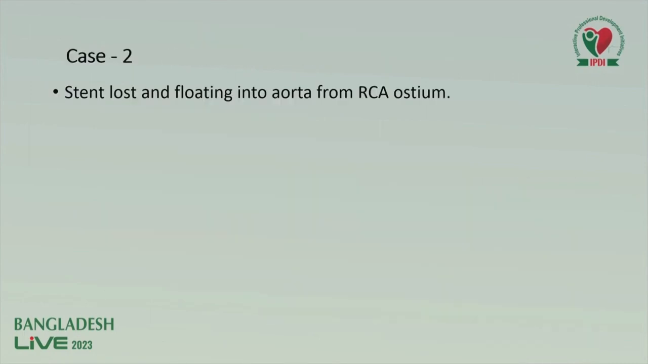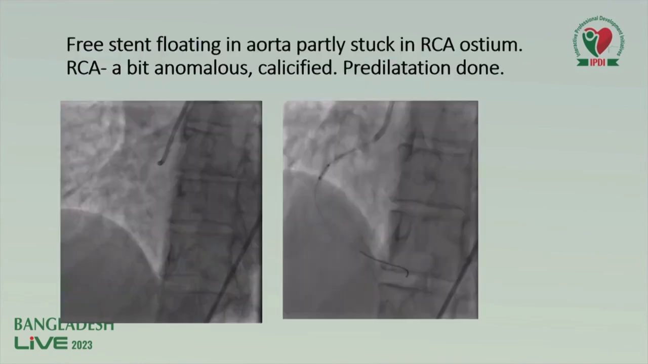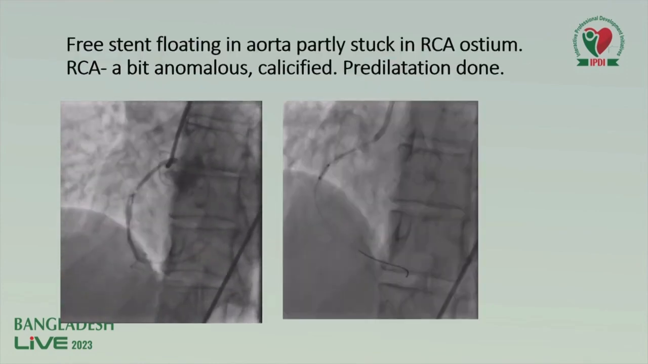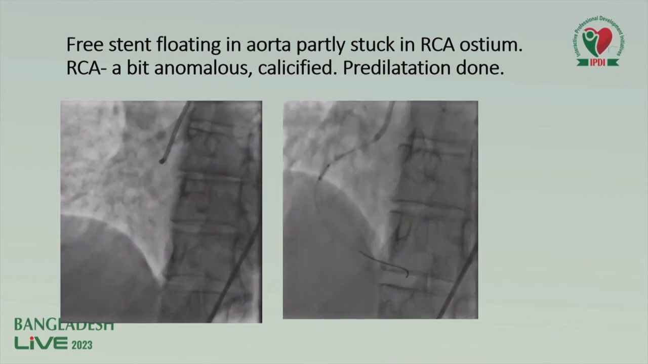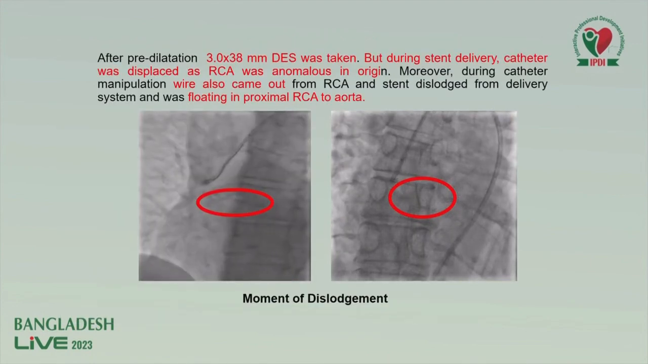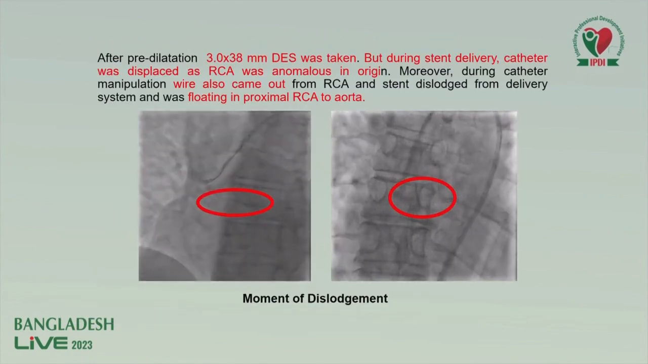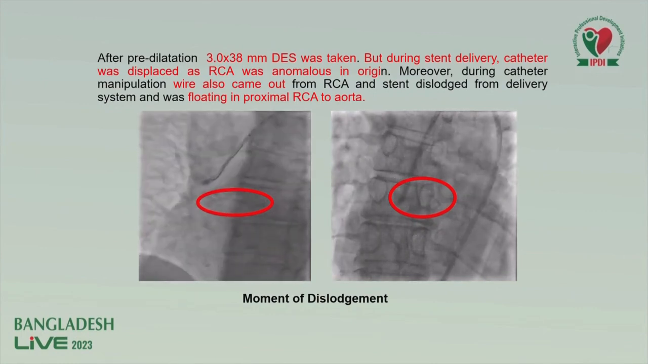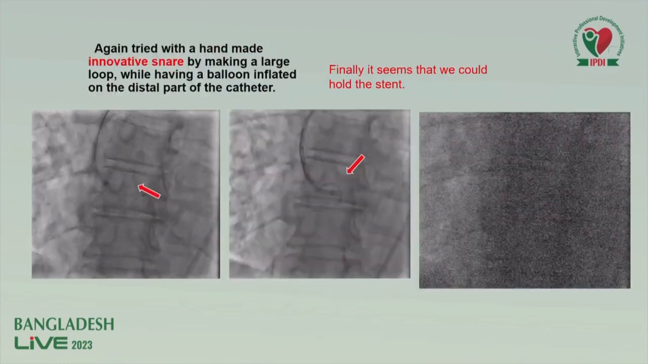The second case is a floating stent in the aorta and RCA ostium. That was a calcified lesion. The stent was lost, and partly it was floating in the aorta and partly it was strangled within the ostium of the RCA. By snaring, it was removed.